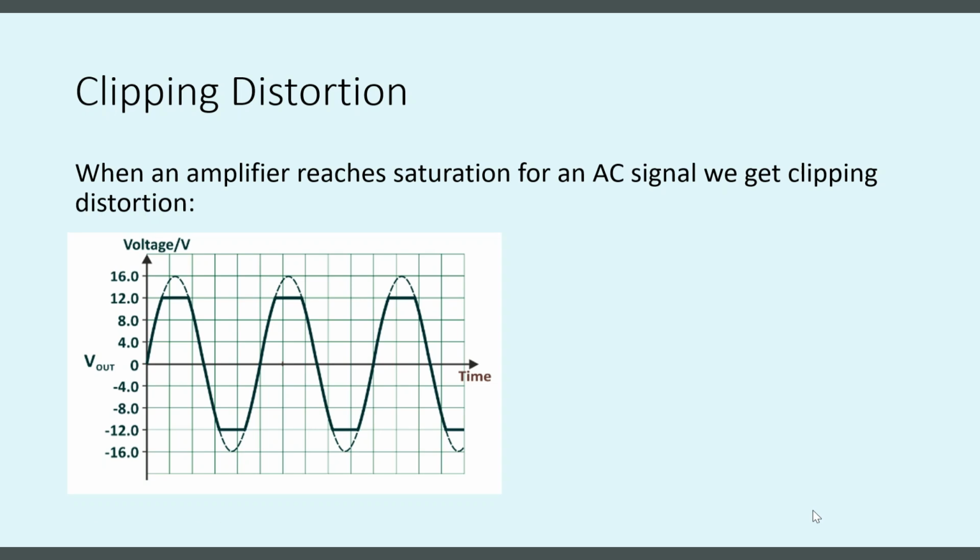4.5 Signal distortion. There are two types of signal distortion. The first is clipping distortion. This is when an amplifier reaches saturation before we get the full signal out. So for an AC signal, it would look something like the following graph.